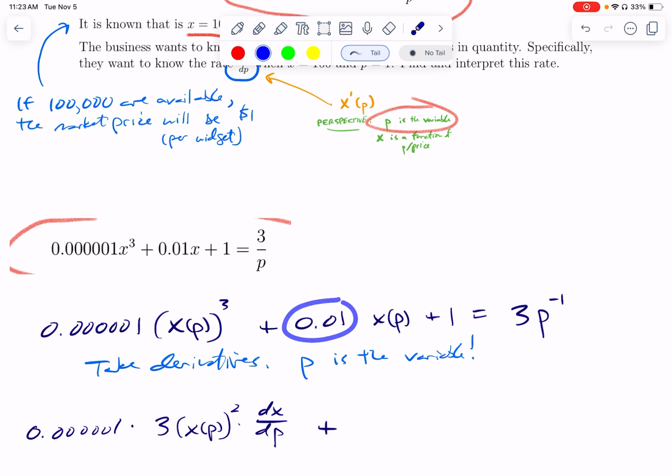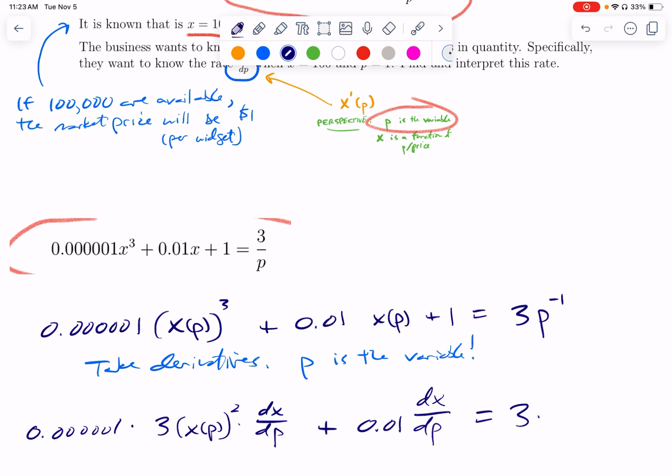Here, again, numerical coefficients just kind of hang out. Derivative of x of p is called dx dp. Derivative of 1 is 0. I'm not even going to write it. And then over here, coefficient is 3. P now is the variable. I don't need any chain rule here. Derivative of p to the negative 1 would be negative 1 times p to the negative 2.